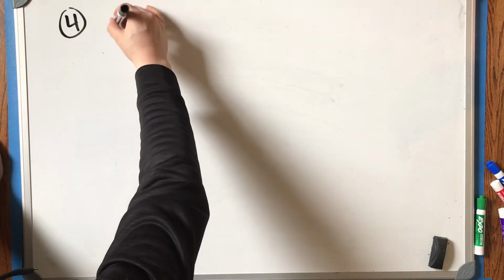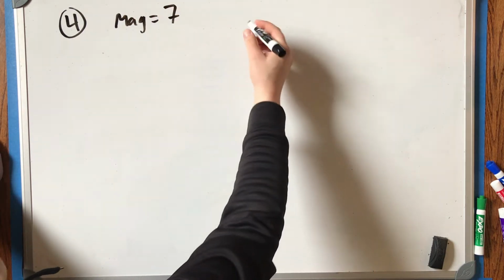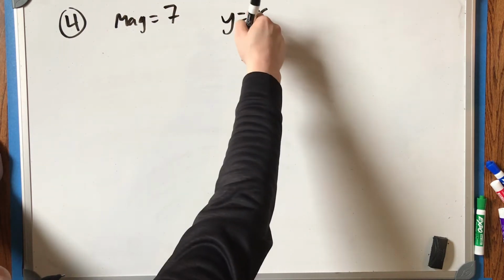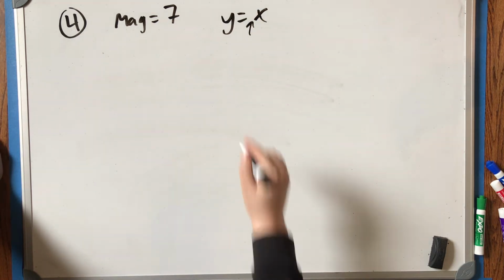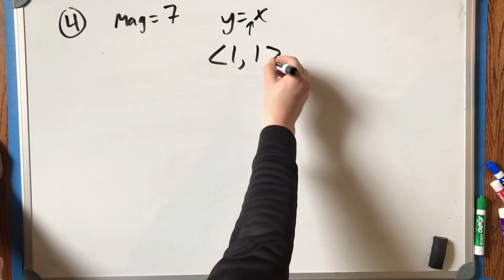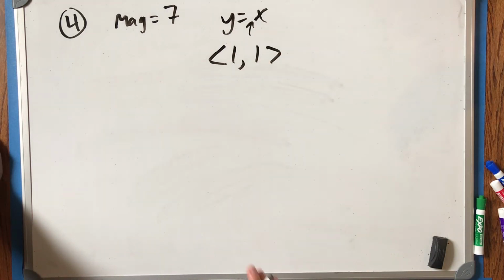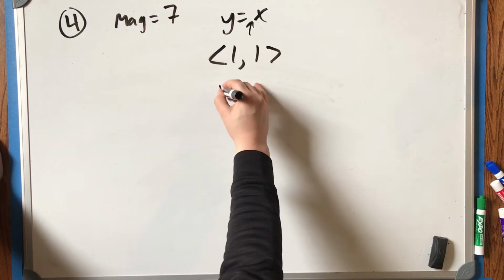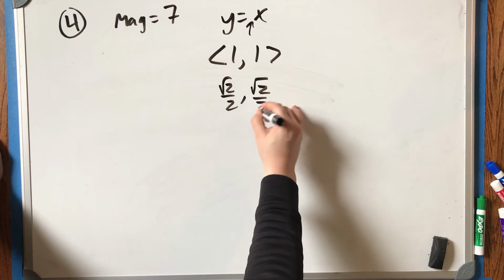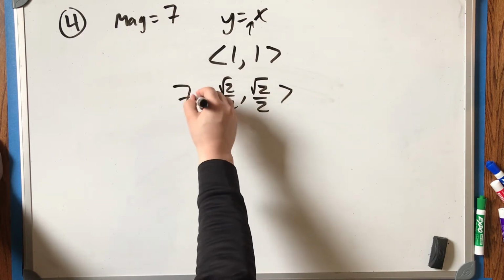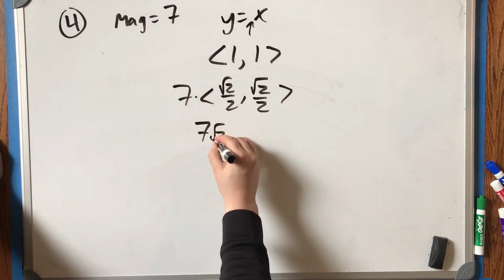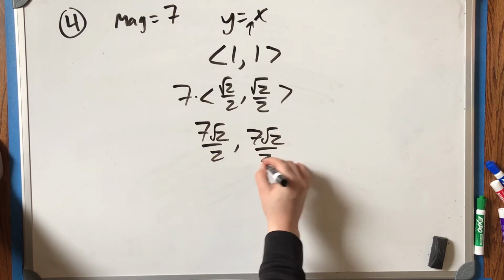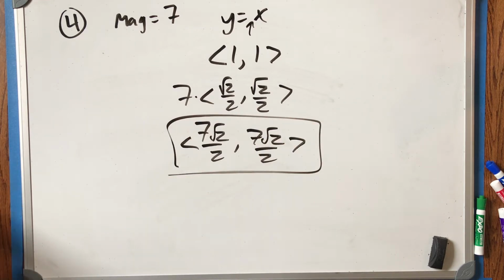Number 4, we want the magnitude to equal 7, and we want it to go in the direction of y equals x. So I'm just going to grab the slope of this, so that's 1 over 1, and I can turn that into a vector. So this vector is capturing the slope of 1, which is the direction of y equals x. And I want it to have a magnitude of 7. So I need to first turn this into the unit vector. So I'm going to just divide by its length, and I will actually rationalize all at the same time. And then I just need to multiply this by 7. So I get 7 rad 2 over 2, 7 rad 2 over 2. Ta-da! Math.